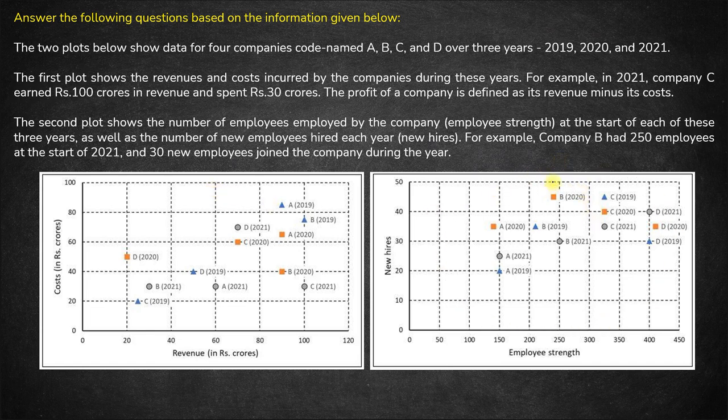And the next chart basically gives us the employee strength versus the new hires. So for example, if you consider company B in 2021, B had 250 employees at the start of the year, and 30 new employees joined. So 250 plus 30 is 280. Okay, so there will be 280 employees at the end of the year. Fine.